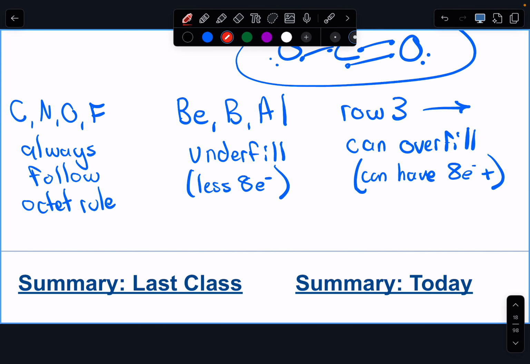As long as these are taken care of, sulfur can overfill if it wants. These guys will always underfill. Those ones will always maintain the octet. As long as you're following those, then go with formal charge. Don't worry that sulfur is overfilling, because that's just fine. No issue.